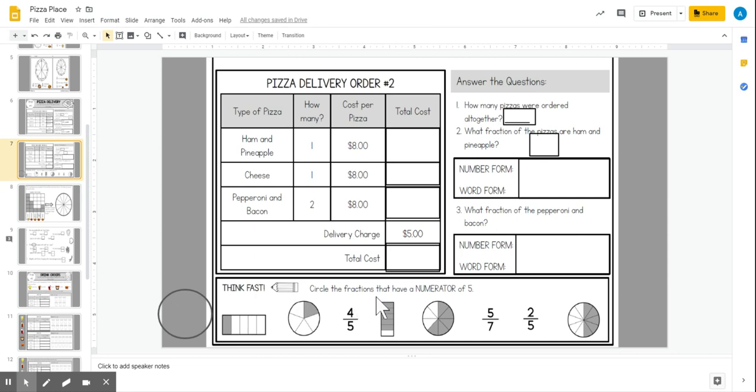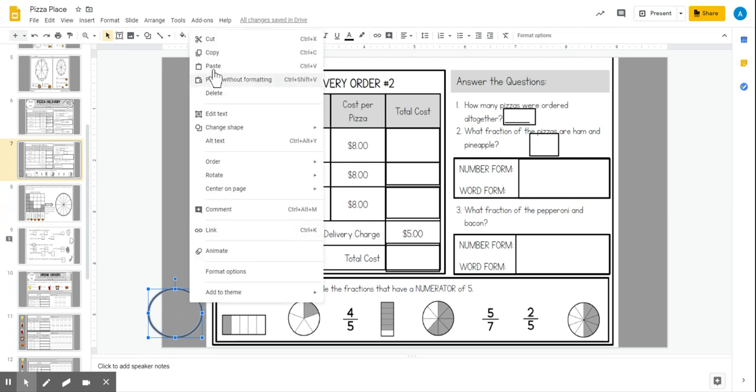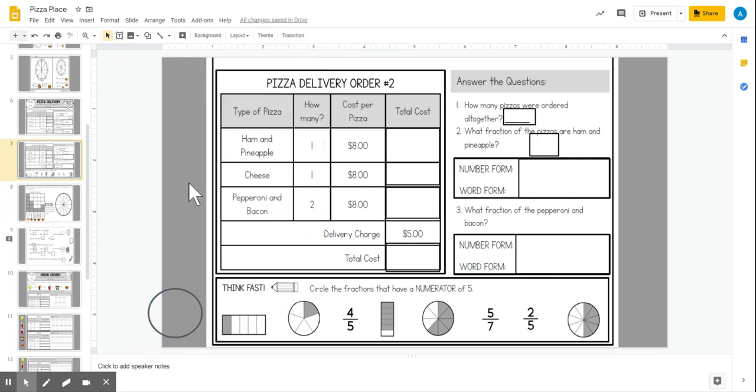And this last one says circle the fractions that have a numerator of 5. Remember that numerator is talking about our top number. So I see 1 right off the bat, and then it looks like you have to look at some pictures. Take the circle and circle which ones, there's going to be more than 1, has a numerator of 5. So if there's more than 1, you're going to have to do your copy and paste technique. So right click, copy, click off of it, right click, paste. You have another circle.